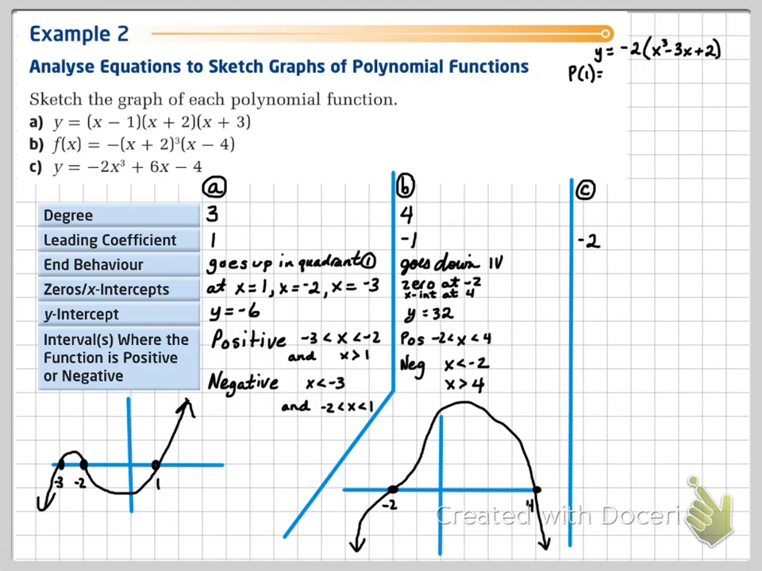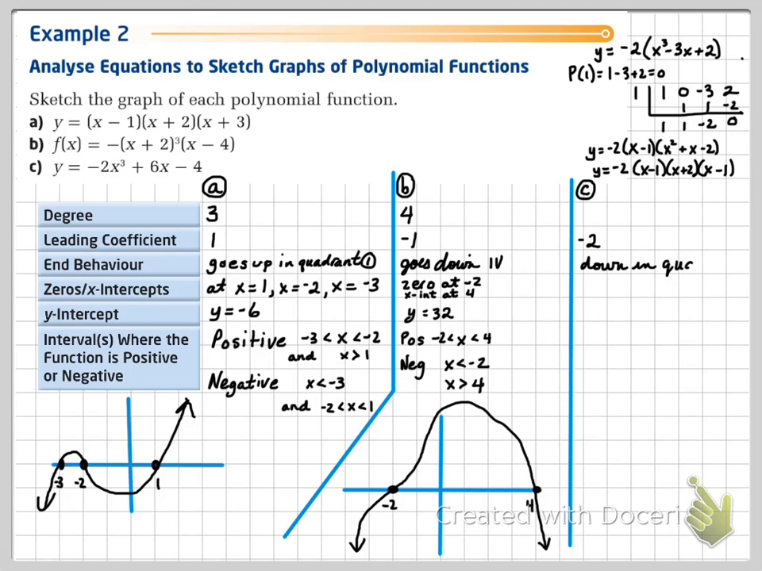Let's start with 1. P at 1 is going to equal 0. So I've found one of the roots. That means if I divide this by 1, bring down the 1, 1 times 1 is 1, add them up I get 1, 1 times 1 again is 1, that adds up to negative 2, 1 times negative 2 is negative 2, that adds up to 0. So I can say now that y is equal to negative 2 times x minus 1 times x squared plus x minus 2. Then I can further factor it to become x plus 2 times x minus 1.